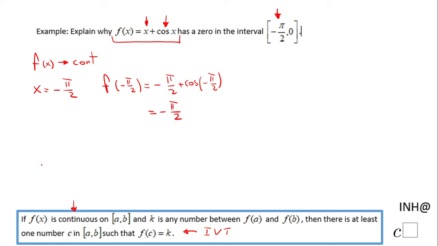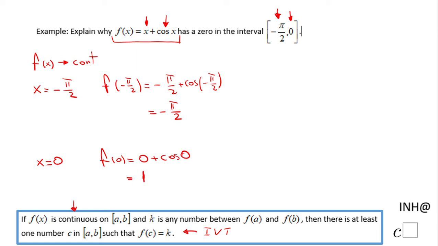Then I'm going to evaluate the function at the other endpoint of the interval, which is 0 right here, x equals 0. So I'm going to do f of 0, which is going to be 0 plus cosine of 0. Cosine of 0 is 1, so 0 plus 1 is 1.